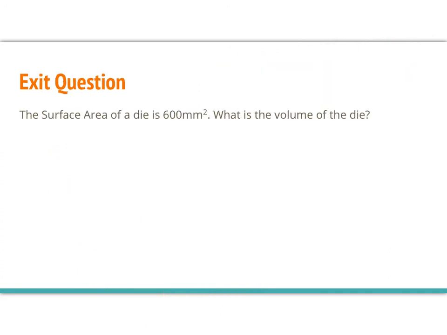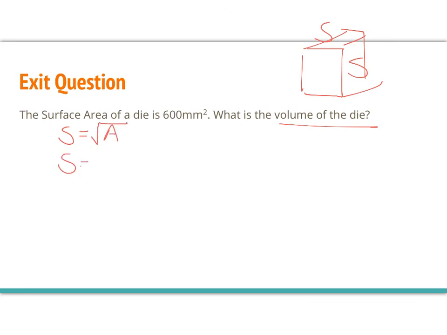The surface area of a die is 600 millimeters squared. What is the volume of the die? If I have the area, I can find the side length of our die. With our side length, we should be able to find the volume of the whole thing. So the side length is equal to the square root of the area from our previous page. So the side length is equal to the square root of 600. The square root of 600 is 24.5 millimeters.